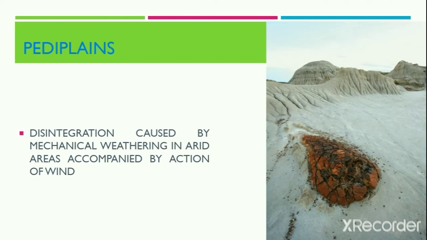The next one is the pediplain or the wind eroded plains. The rocks become generally loose due to the disintegration caused by mechanical weathering in the hot desert areas. Strong winds pick up these weathered and fine particles and deposit them elsewhere. The repetition of this process over a long period of time results in the transformation of stony areas into plains. The wind eroded plains, we call them reg.